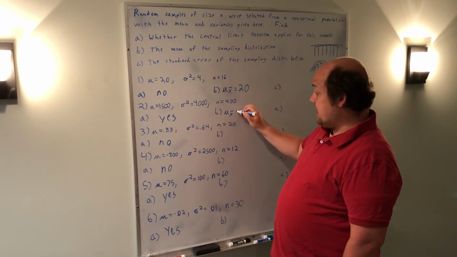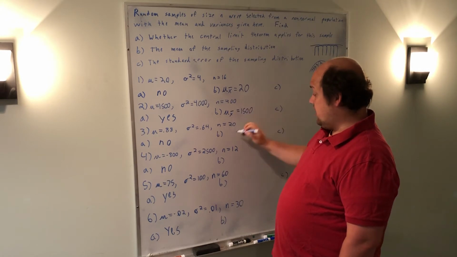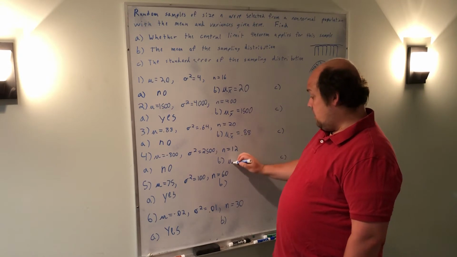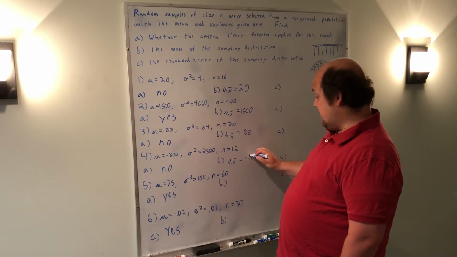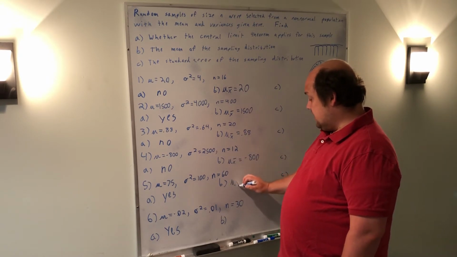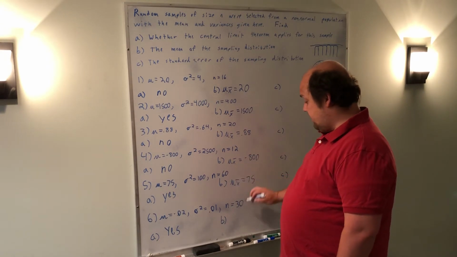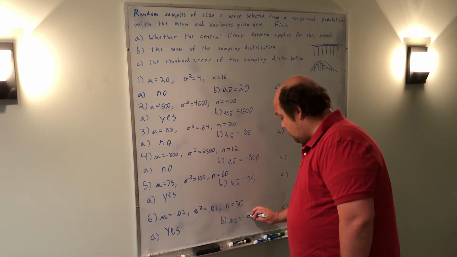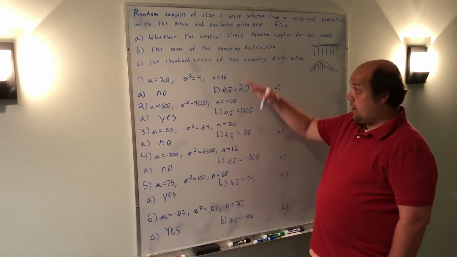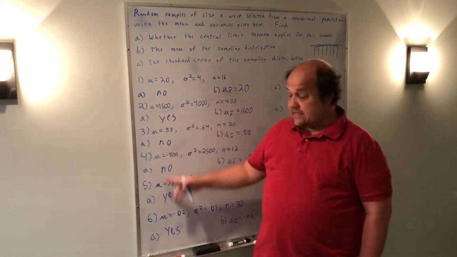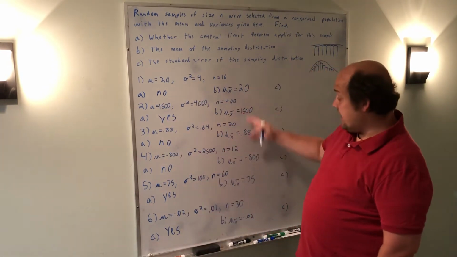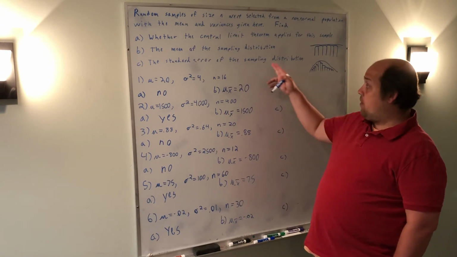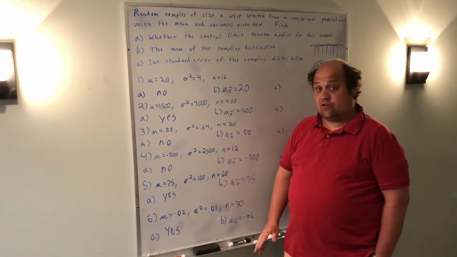Here, the mean of the sampling distribution is 1500. Here, it is 0.88. Here, it is negative 800. Here, it is 75. And here, it is negative 0.02. So I'm literally just copying the exact same mean as it was and saying that's the mean of my sampling distribution. For part C, where I'm trying to find the standard error, it's a little trickier.